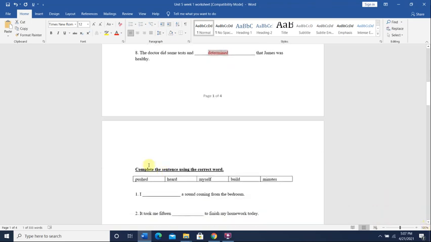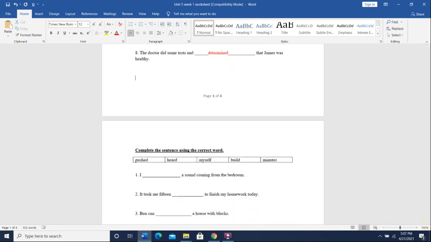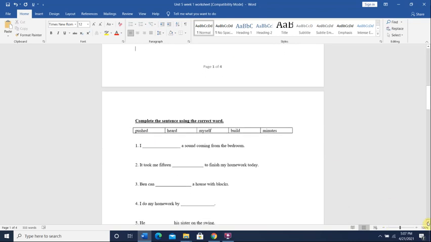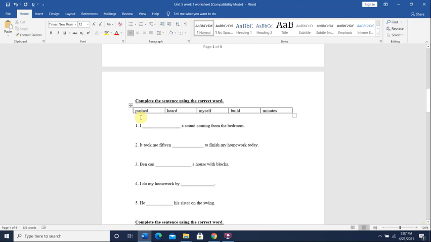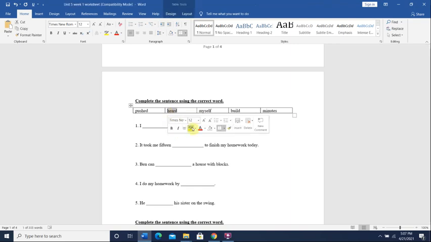Okay, next, high frequency words. I divided them into 10. Okay, the first 5 words are pushed, heard, myself, build, and minutes. Pushed, heard, myself, build, and minutes. I blank a sound coming from the bedroom. A sound, so that means you heard a sound.